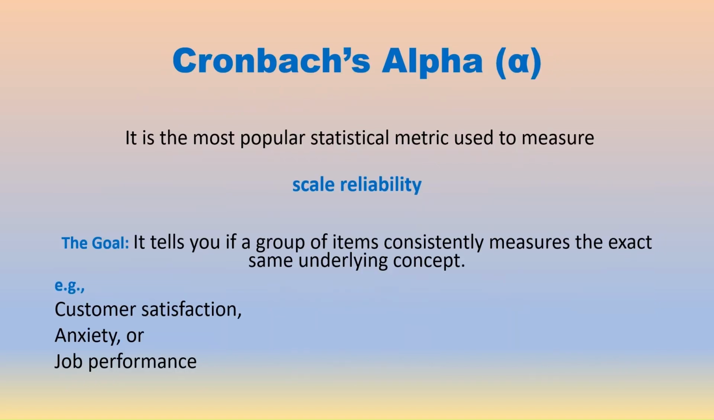Cronbach's alpha. It is the most popular statistical metric used to measure scale reliability. The goal of Cronbach's alpha: it tells you if a group of items consistently measures the exact same underlying concept, for example, customer satisfaction, anxiety, or job performance, etc.